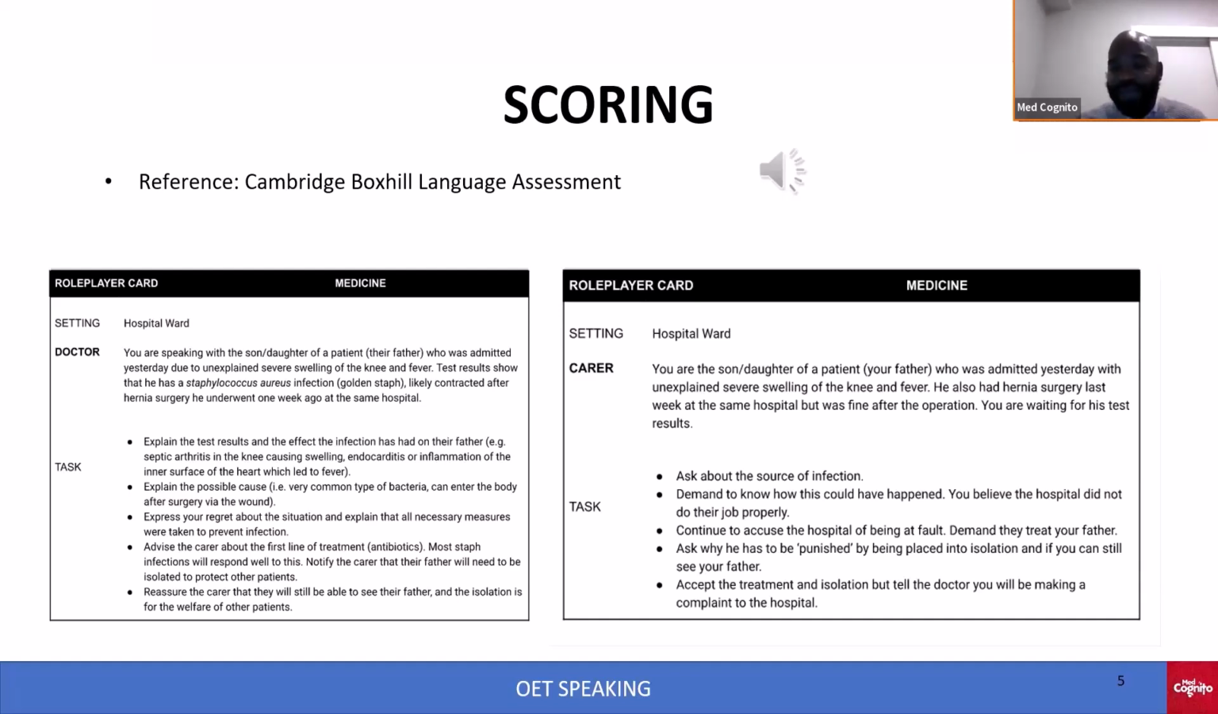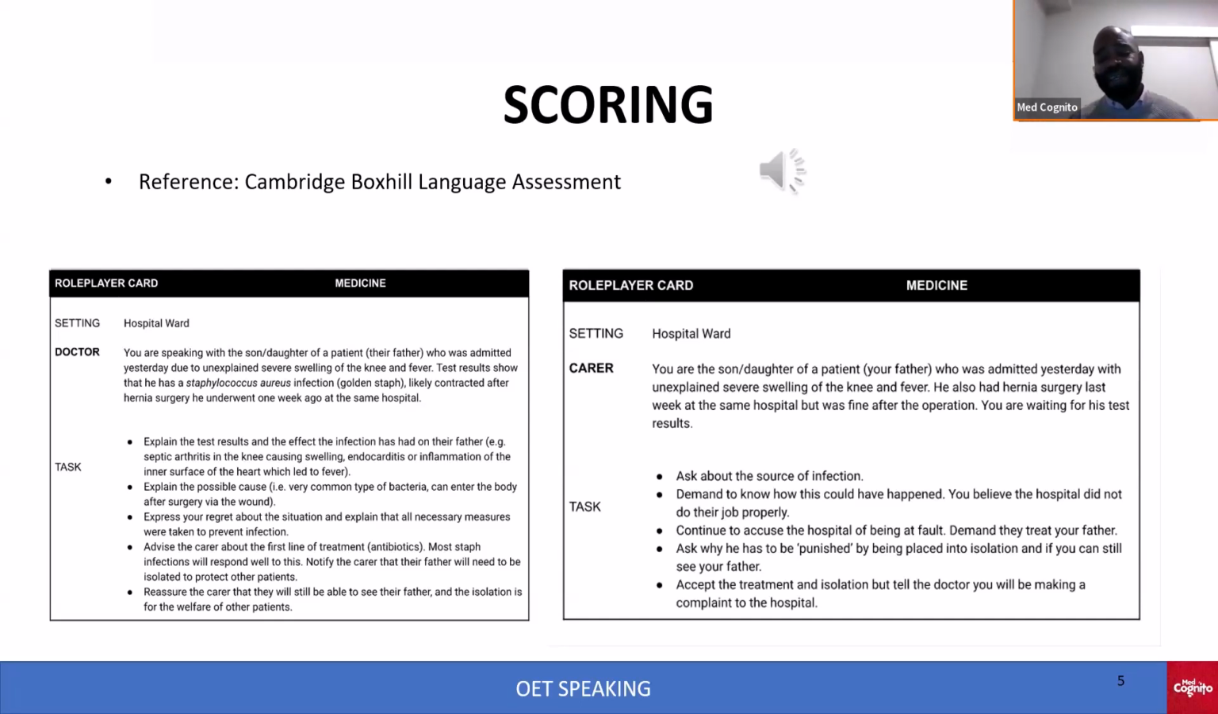Demand they treat your father. Ask why he has to be punished by being placed in isolation, even if you can still see your father. And so you can see what is taking place over here. You are the doctor. There are certain tasks that you have to accomplish.